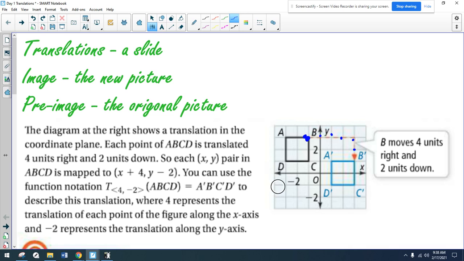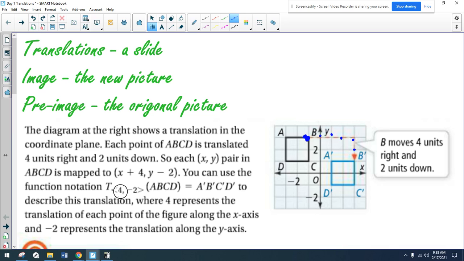So the way you write it is like this right here with this T. This capital T stands for translation. And then they have, instead of parentheses, these little pointy brackets here and here. So this is kind of like a subscript. An exponent is little, but up here; a subscript is little, but it's down there. So this is all small writing.